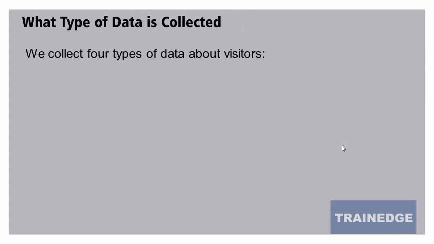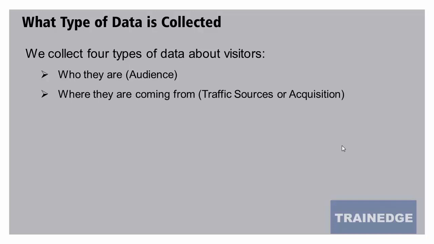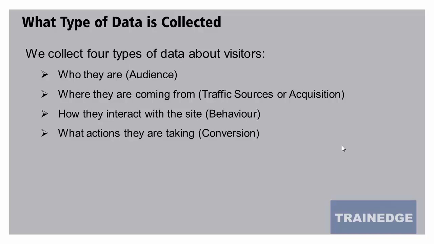We collect 4 types of data about visitors. We want to first understand who is coming to the website or the audience data. We want to understand where they are coming from, which is the acquisition data or traffic sources related data. We want to understand how they interact with the website, which provides us their behavior data, and we want to understand what actions they are taking on the site, which gives us the conversion data.